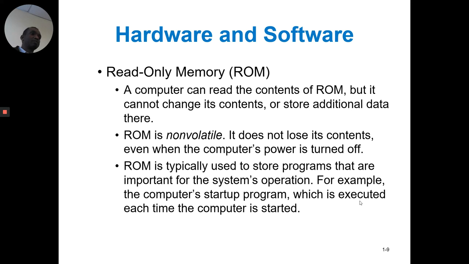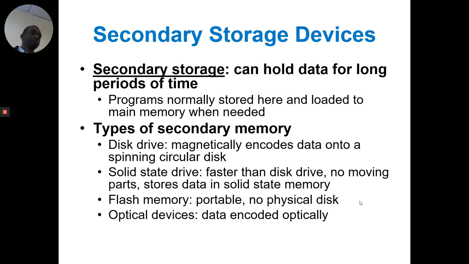We have hardware and software. Instead of RAM, we also have what's called ROM, read-only memory. A computer can read the contents of a ROM, but it cannot change its contents or store additional data there. ROM is non-volatile, so it does not lose its contents even when the computer's power is turned off. ROM is typically used to store programs that are important for the system's operation. For example, the computer startup programs, which are executed each time the computer starts. Things like BIOS, right?